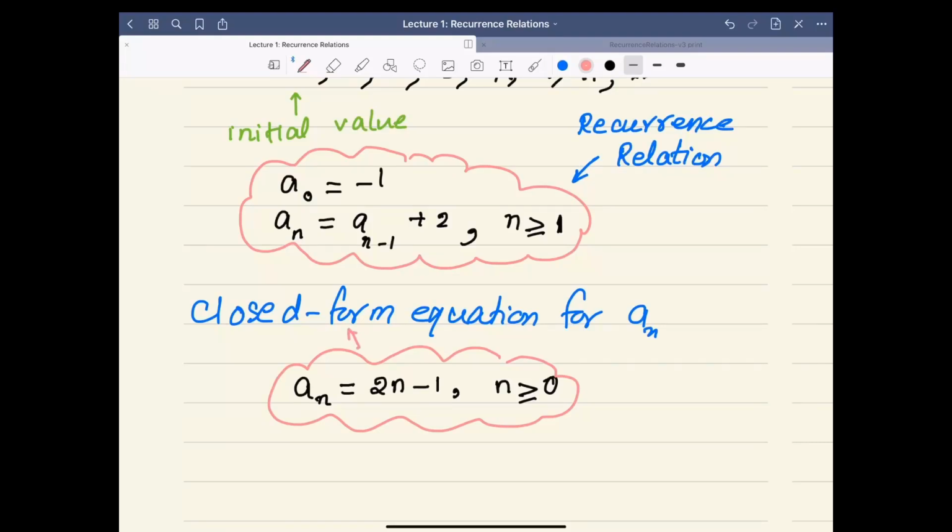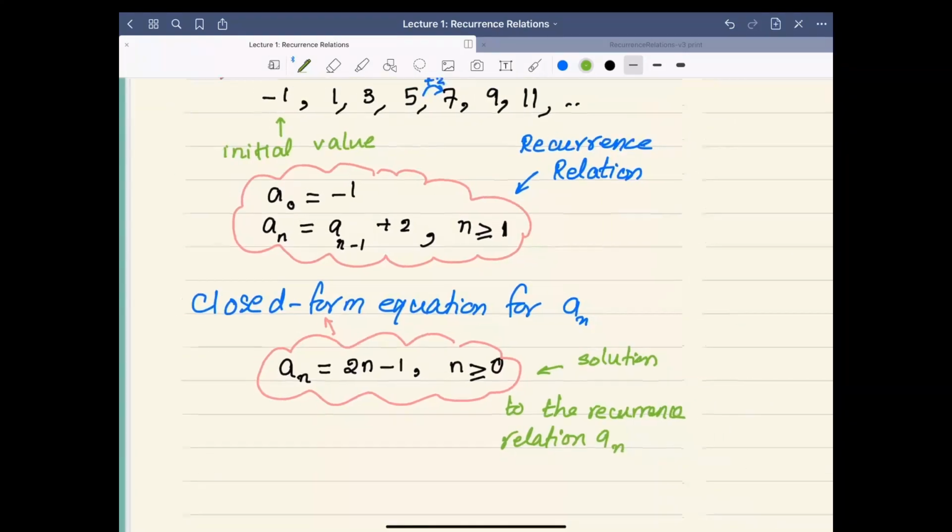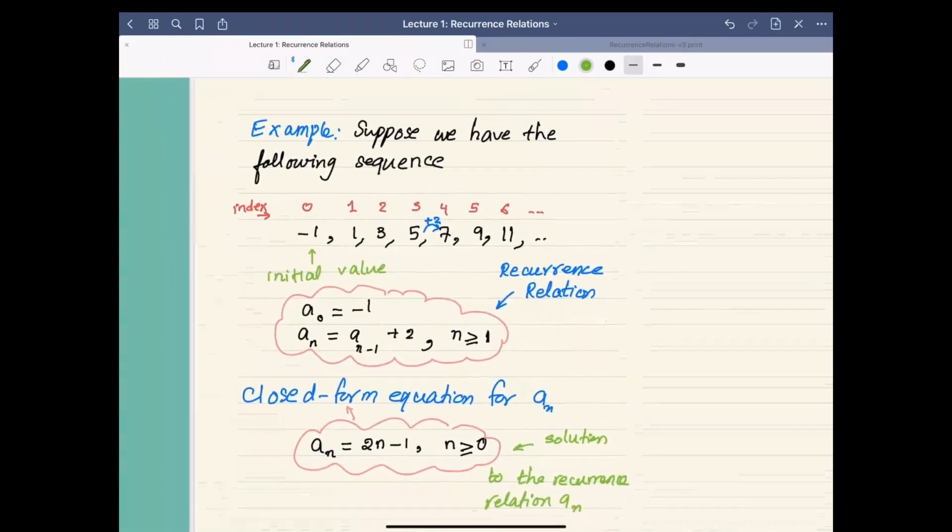So it looks like a solution. So this is a solution to the recurrence relation AN, and it is easy to find any number in the sequence if you want to find its value.